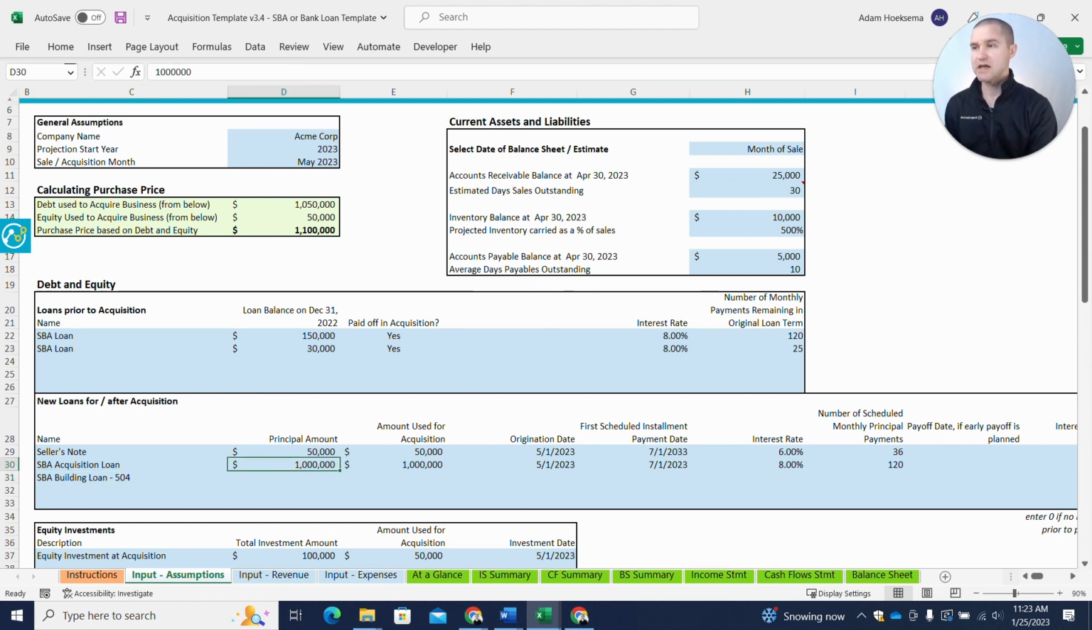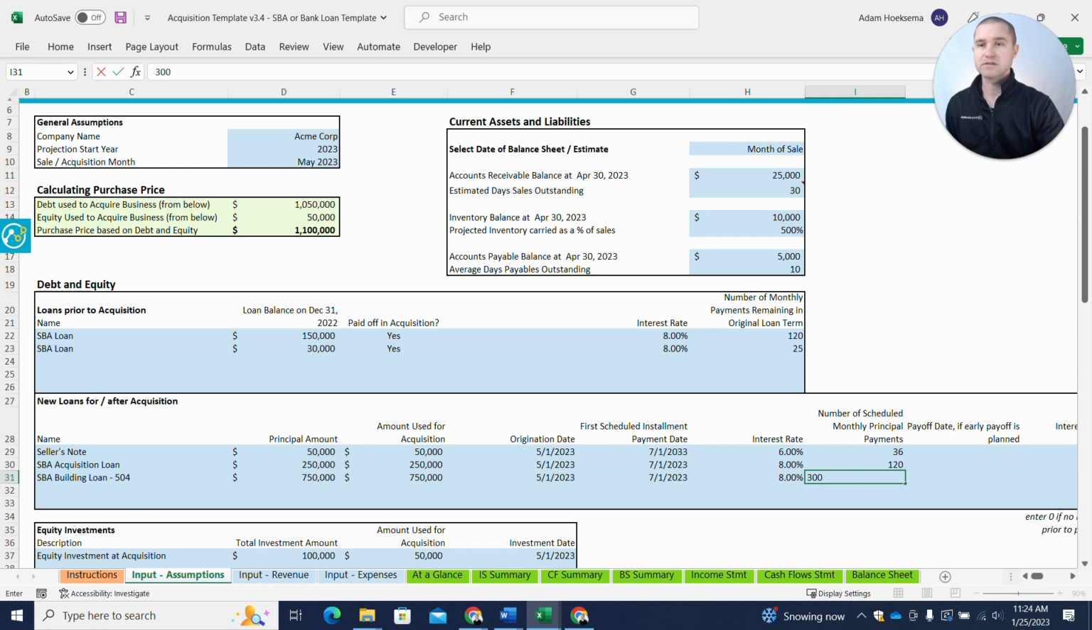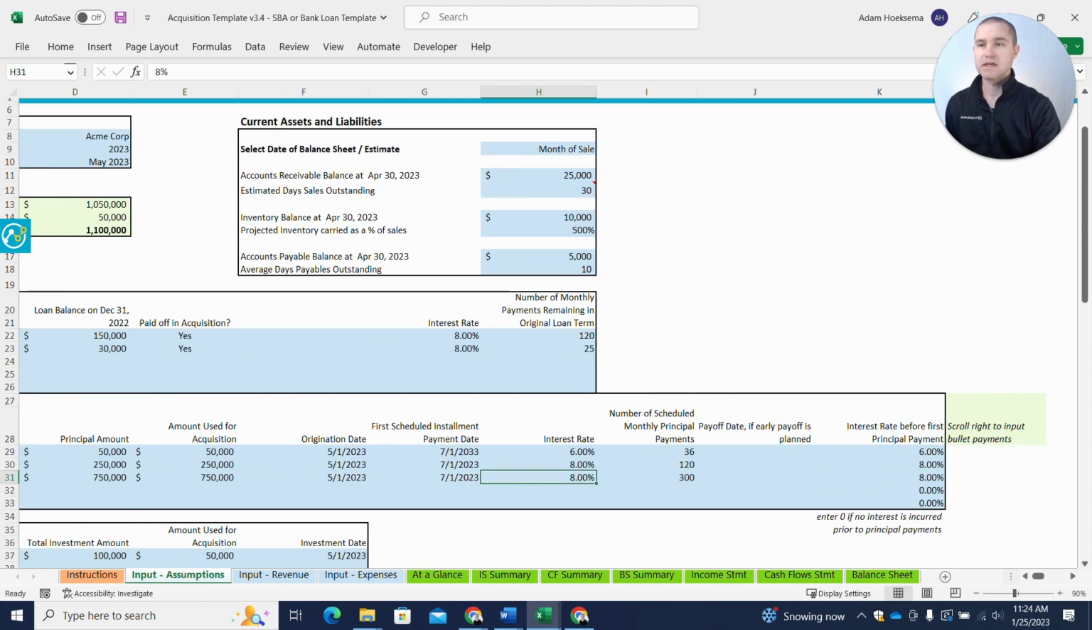And so let's just say we're going to change this breakdown. And we'll say we have a $250,000 loan that's used for the acquisition, and it's going to be paid over 120 months. But there was $750,000 worth of the acquisition price that is actually going to be used for a building, and that can be on a 25-year term. So that's 300 months, and we'll say 8% as well.